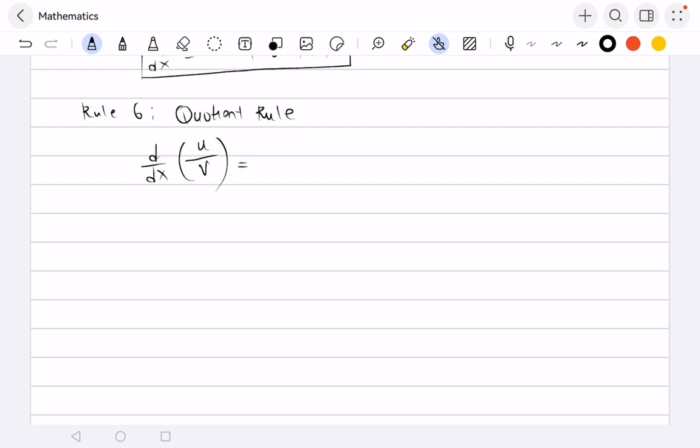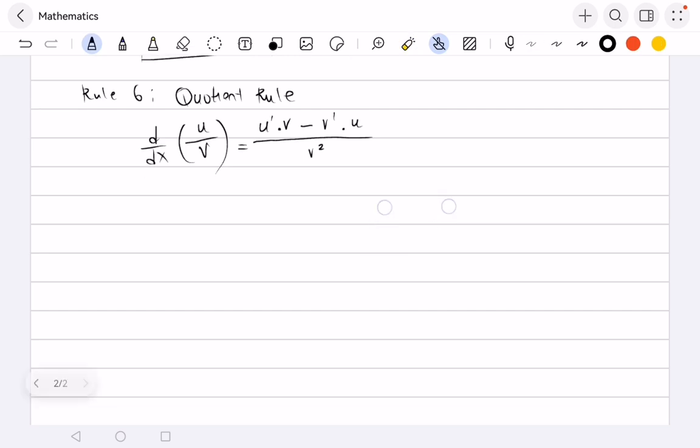How do you get this? So what you do is that you're gonna derive the top function, which is u. So you're gonna find the derivative of u, then you're gonna multiply it by v, right? Then you're gonna minus the derivative of v. So you're gonna look for the derivative of v, then you multiply by u. Then you're gonna divide by v squared. This one here that is on the denominator, you're gonna square it, right? And that's how you find the derivative of two functions that divide each other.